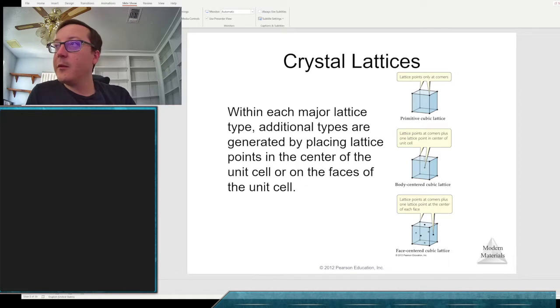So with cubic cells, we have three kind of main ways of putting atoms into them. We have the simple cubic cell, which has got atoms in the corners.